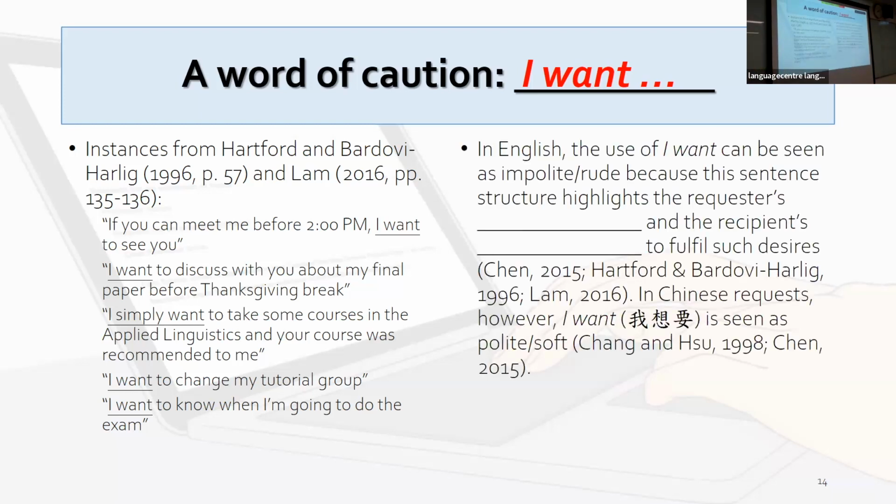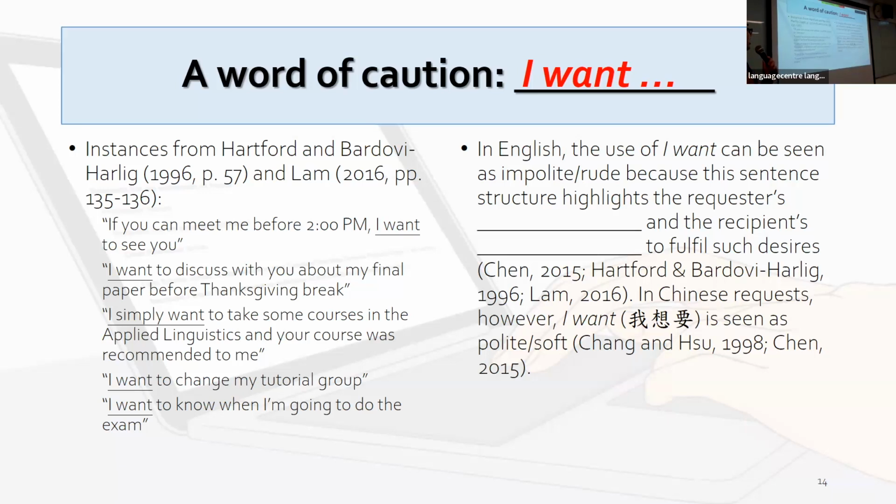In Chinese, "I want" is perfectly acceptable, right? It is because in Chinese, the use of "I want," as I've put the Chinese characters here, is considered very polite or quite soft in tone. But unfortunately, that is not the case in English. You can see the sentence begins with "I," right? That means the perspective.